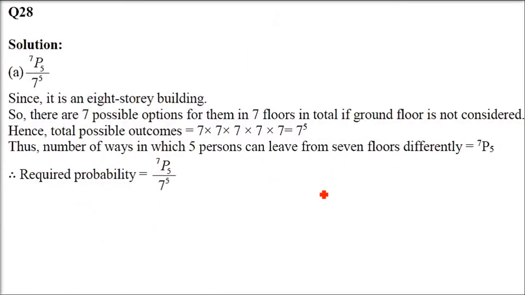This is question number 28. 5 persons entered the lift cabin on the ground floor of an 8-floor house. Suppose that each of them independently and with equal probability can leave the cabin at any floor beginning with the first, then the probability of all 5 persons leaving at different floors is.